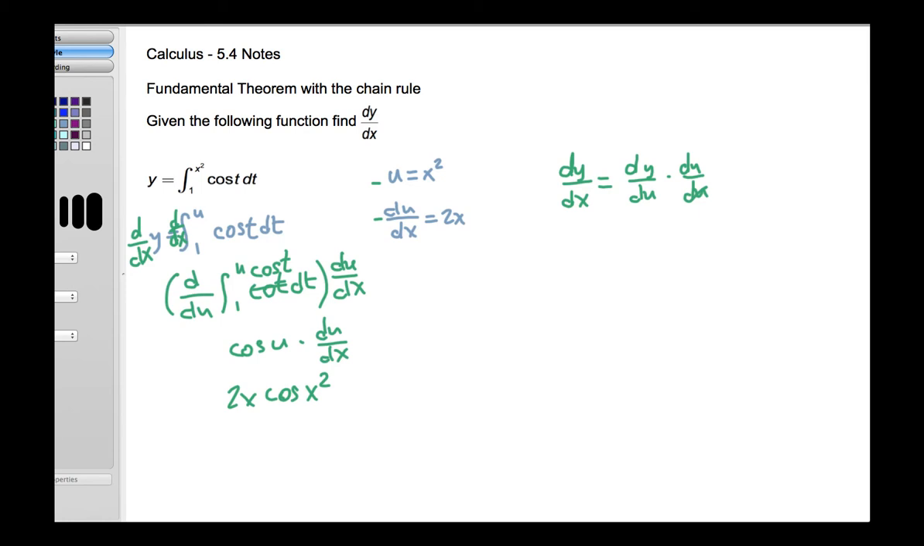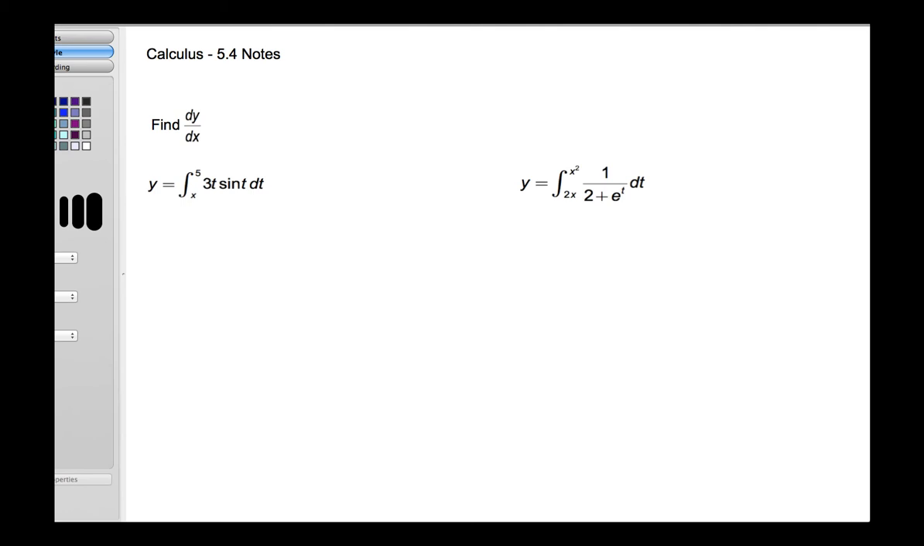Okay. So some more things that could happen is, say we could have where y equals our integral going from x to 5. The problem with this is it's upside down. So what you would need to do in this case is just go ahead and rewrite your integral, but follow the rules that we learned the other day. So this is going to go from 5 to x of 3t sine t dt.